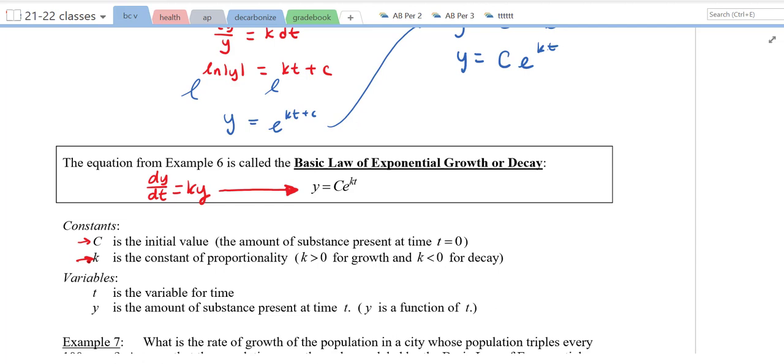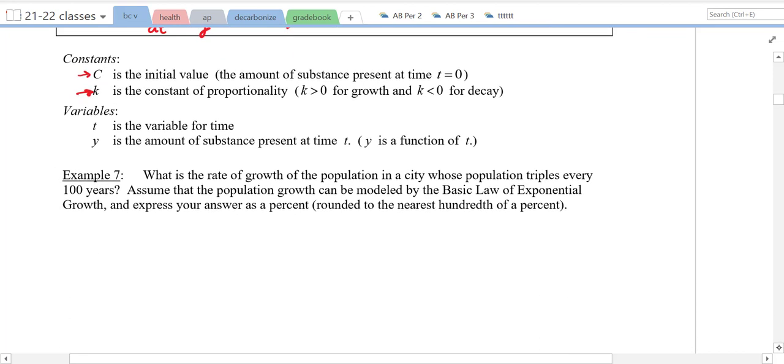Okay? So looking at example number 7 now, I'm going to ask you to apply this. It says, what is the rate of growth of the population in a city whose population triples every 100 years? And I did say that you can assume population growth can be modeled by the basic law of exponential growth, meaning it follows this form of dy/dt equals ky, so you can go straight and say it must have an equation of this form. So now let's see if we can solve this.